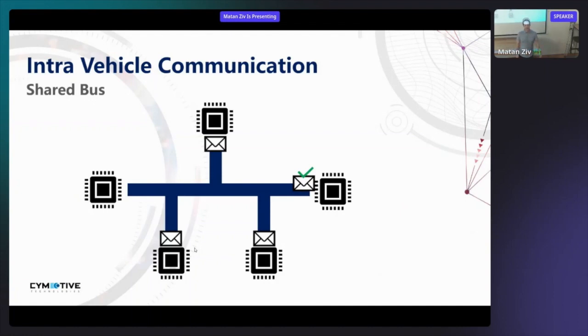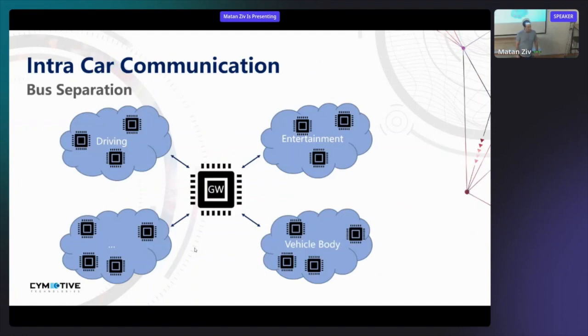So in this shown case, the rightmost component is the destination of a specific message, but every component on the bus actually gets this message. In an actual vehicle, there are usually multiple buses.